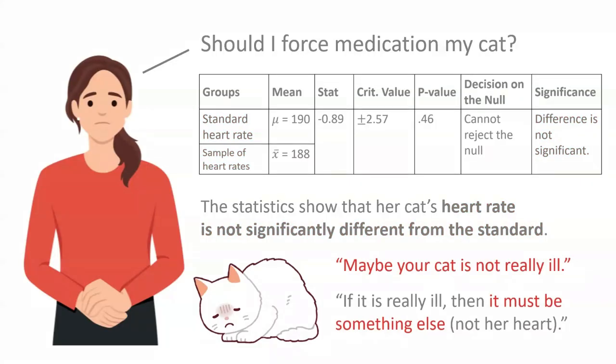Maybe the cat is not really ill. It must be having bad days. Or if it is truly ill, then its heart rate is not the problem. Maybe it's something else. Or maybe the cat is pregnant. Again, the statistic only compares, but it is up to the researcher to give meaning to the results.